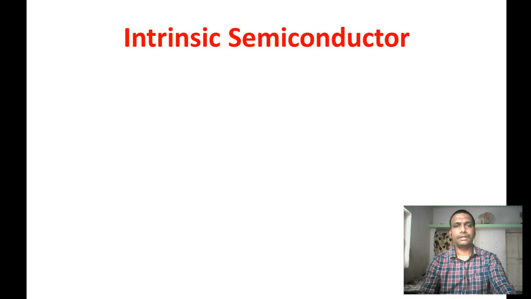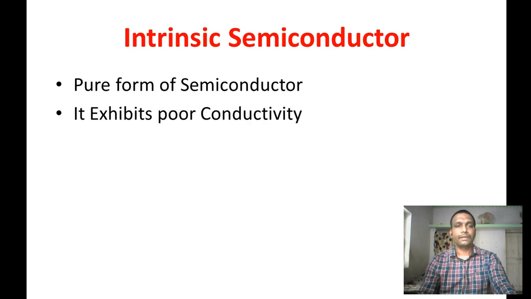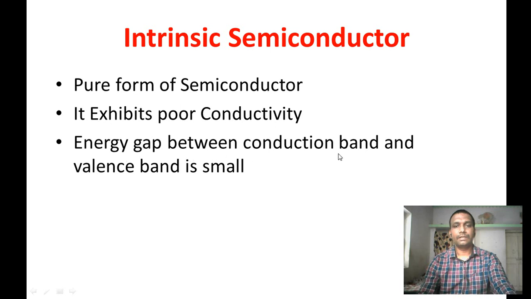So what does intrinsic semiconductor mean? Intrinsic means pure. That's why the pure form of semiconductor is called an intrinsic semiconductor, and it exhibits poor conductivity. Why does it exhibit poor conductivity? Because the gap between the conduction band and valence band is very small, the electrons present in the valence band easily move to the conduction band without any external energy; it relies on temperature. That means even at room temperature, conductivity happens in the intrinsic semiconductor. Because of that, this semiconductor has poor conductivity.